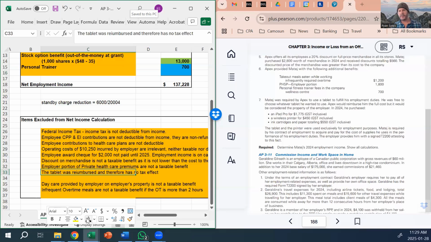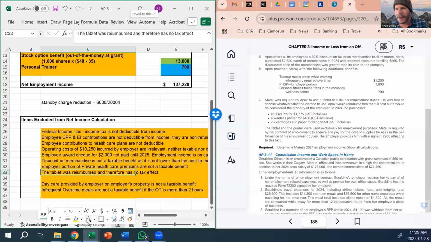Next up, we want to consider the printer. Now, the printer is capital property. He had to go out and buy this thing. My understanding is it talks about the full cost being reimbursed for the tablet, but not the printer. So this guy spent 450 bucks on a printer, and the printer he's just keeping at home. The question is, can he deduct it? And the answer is no. The work didn't require him to buy a printer. He just bought one.